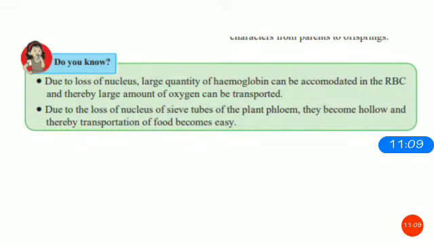All right. So let us talk about this information that due to loss of nucleus, a large quantity of hemoglobin can be accumulated in the RBC, and thereby a large amount of oxygen can be transported. यानी कि ऑक्सीजन जो है, हीमोग्लोबिन इज दी, यू कैन से, अ प्रोटीन विच इज़ रेस्पॉन्सिबल फॉर दी ऑक्सीजन कैरिंग capacity, or you can say oxygen carrying process, and that is why it is present in the RBC, and this happens because of the loss of nucleus. And due to the loss of nucleus of sieve tubes of the plant phloem, they become hollow, and thereby transportation of food becomes easy. So you can see how important nucleus is.